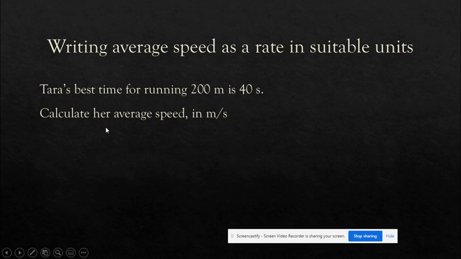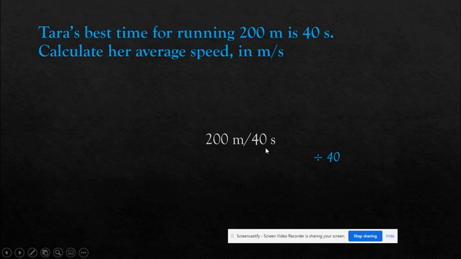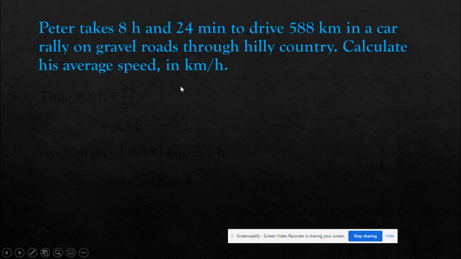All right, one more question that we're going to go through is writing your average speed as a rate. So Tara's best time for running 200 meters is 40 seconds. They want you to calculate her average speed in meters per second. So the first thing we do is we look at the time. The time was 40 seconds, so we divide by 40. Right. Now we're going to divide the other side by 40. What you do to the one side, you do to the other side, and we get that she runs at 5 meters per second.